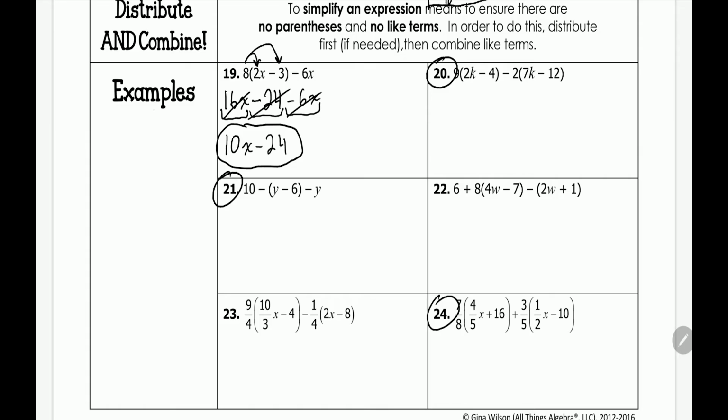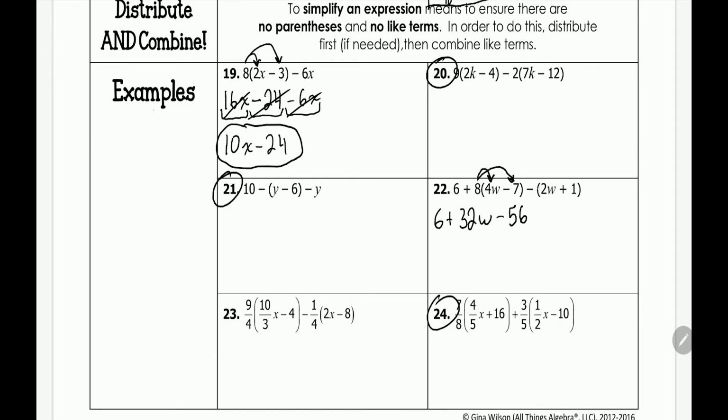Alright, moving on to number 22. So, this time we have two distributions that we have to do. So what I'm going to do is go ahead and pull down the 6 plus. And then we can go ahead and distribute. So we have the 8 times 4w. That's the same thing as 32w. Then the minus sign. Then 8 times 7, which is 56.